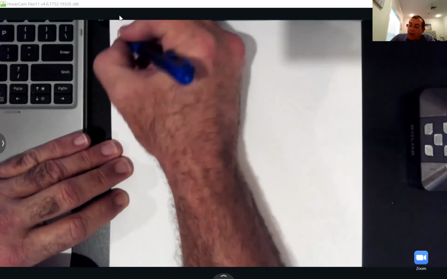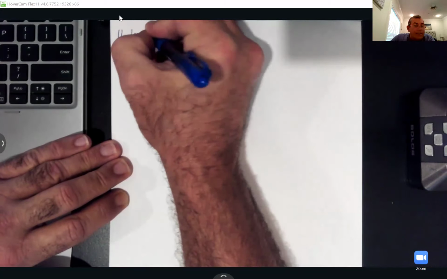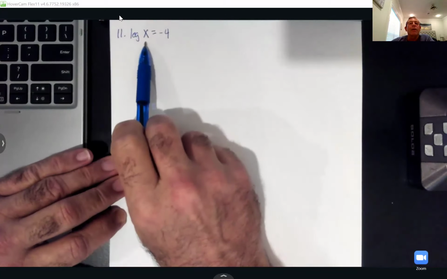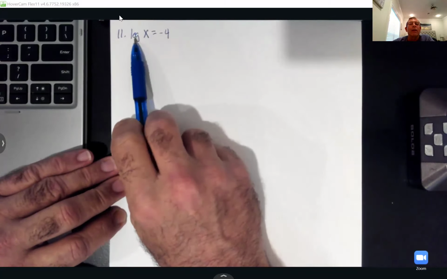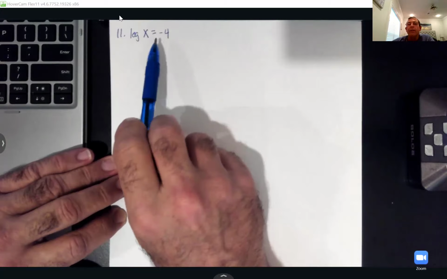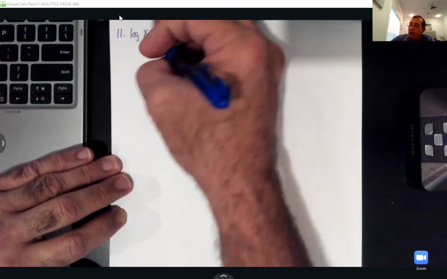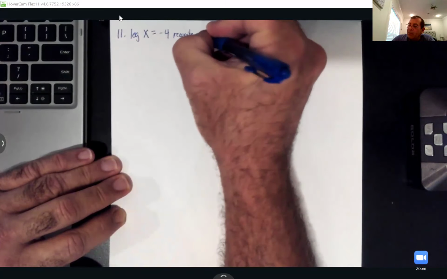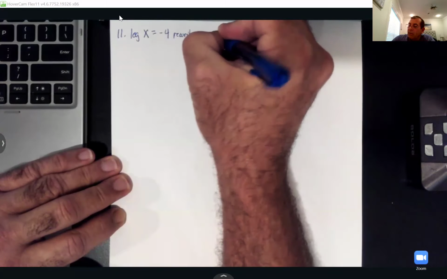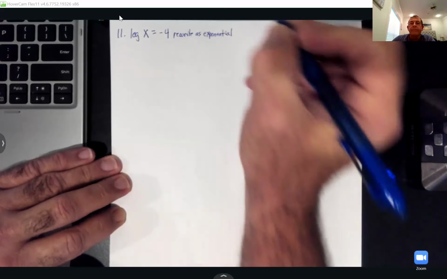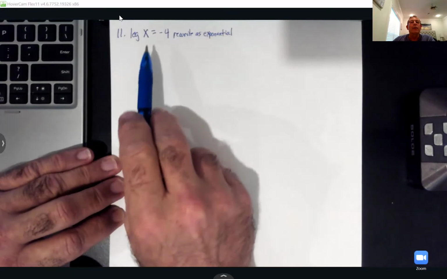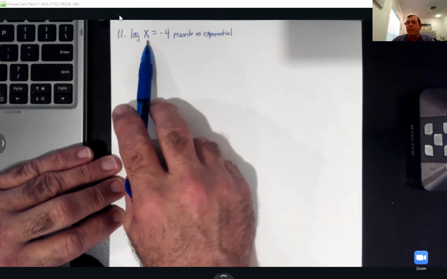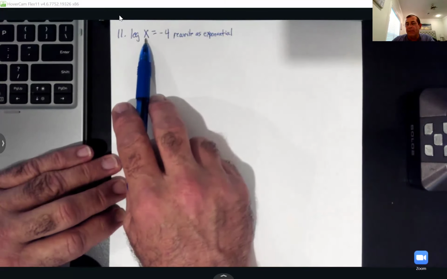So 11, I got log x equals -4. So guess what? I got a single log already. I don't have a log on this one. So since I got a single log equal to a number, I'm going to rewrite as exponential. Uh-oh. I don't have a base here. So refresh me on what my base is.